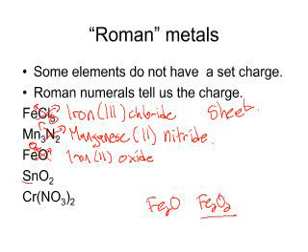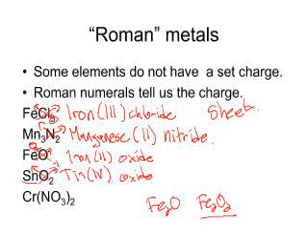Good. Sn, tin. Roman metal, you betcha. Oxide. Tin 2. This implies that oxygen's -1. And since it's not -1, it's really -2. I have to double it, so it's not tin 2 oxide, it's tin 4 oxide.